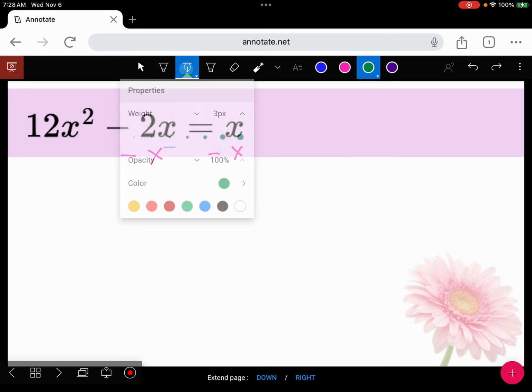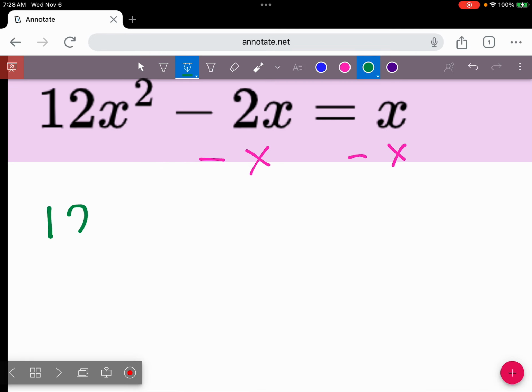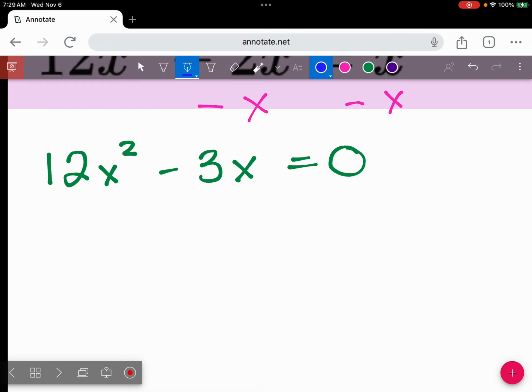So what we have here is way too skinny. There we go. So we're going to have our 12x squared minus 3x equals 0. So we subtract that x from both sides. Is there anything that we can factor out of these terms? Is there a greatest common factor? 3. Anything else? I can't take a 4 out of 3. But I can take an x out of both pieces. I can divide each of these by 3x.